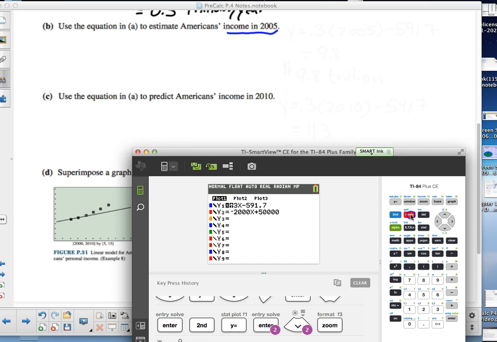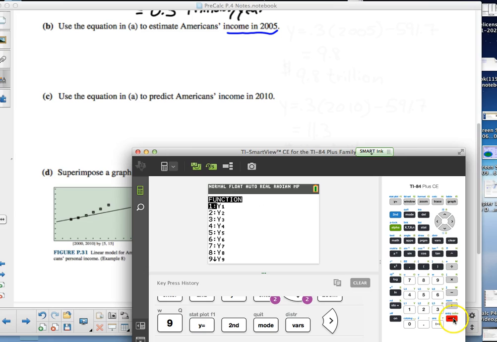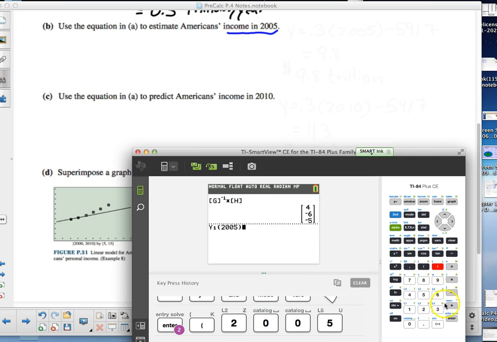So hit second quit, and we're going to hit the vars, okay? And I'm going to go to Y vars. I'm going to arrow over 1, and I want function variables for y, and I want y1. That's where we've got this. Now I'm going to put in this because we're going to go in 2005, and close it. That'll give me my answer, 9.8.